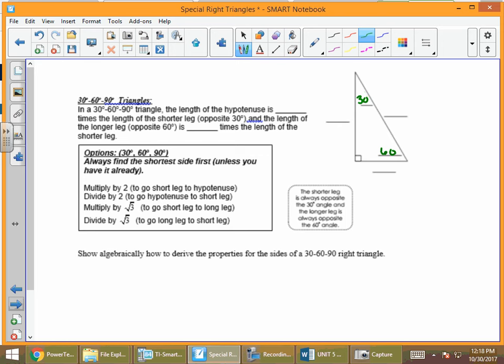Any 30, 60, 90 triangle, the length of the hypotenuse is 2 times the length of the shorter leg. The shorter leg is the one that's always across from the 30. Okay? That's our main leg. That's the leg we want if we don't have it. So I'm going to label the side across from the 30 with X. That's our main side in a 30, 60, 90 right triangle. In order to get the hypotenuse, all you have to do is just multiply the short side by 2. Just double it, and that's your hypotenuse.